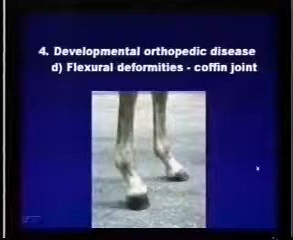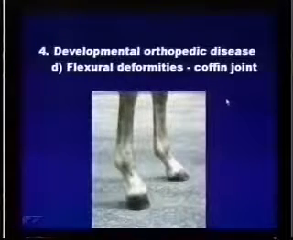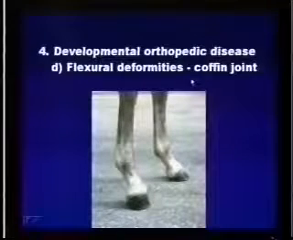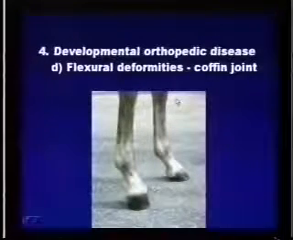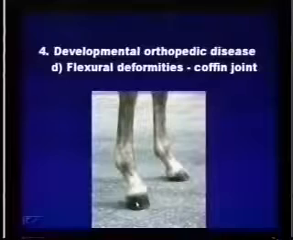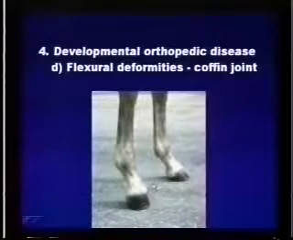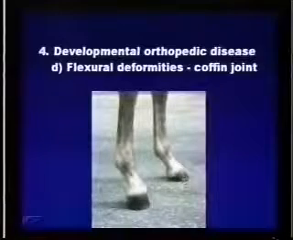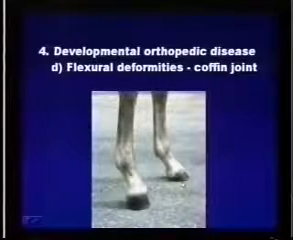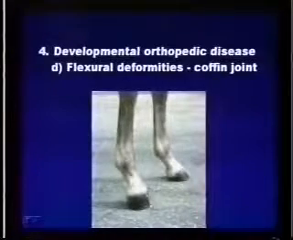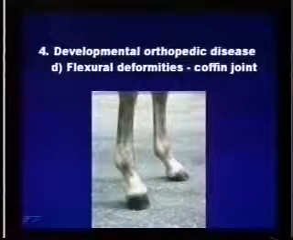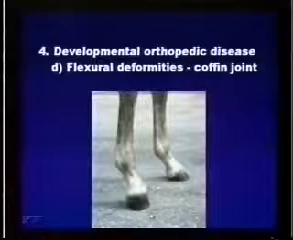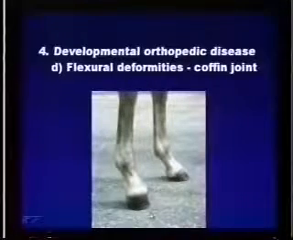Another aspect of developmental orthopedic disease would be flexural deformities, and the most common one that we see in the horse is a flexural deformity of the coffin joint, often referred to as a club foot. If you compare these 2 feet, you can see that this left foot is really quite normal in size and shape, whereas this right one has a very steep dorsal hoof angle and a very high heel. And if left long enough, these horses usually become lame.